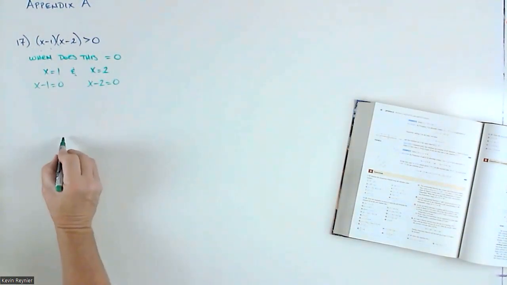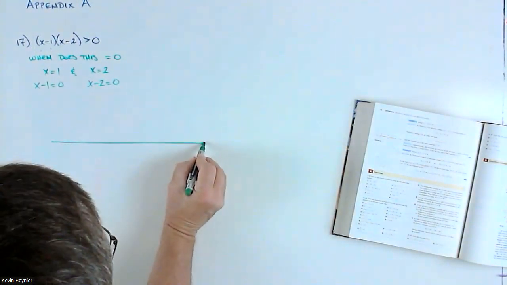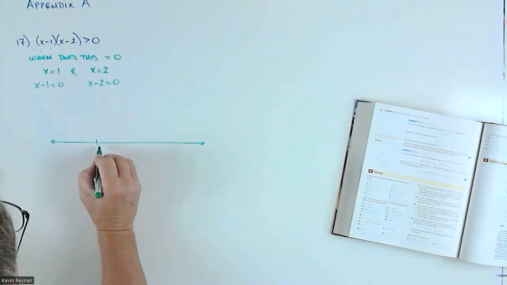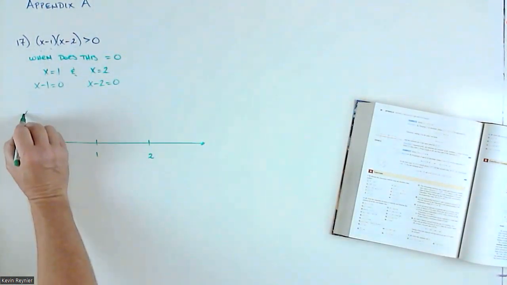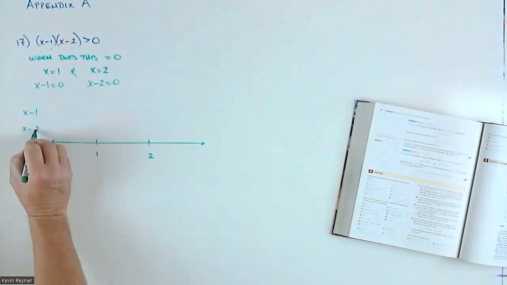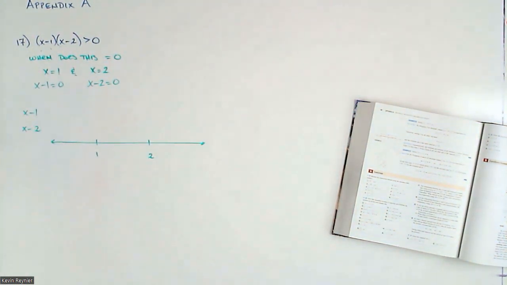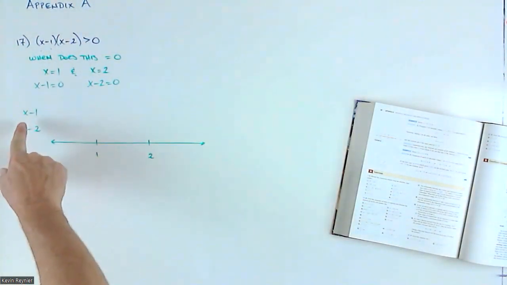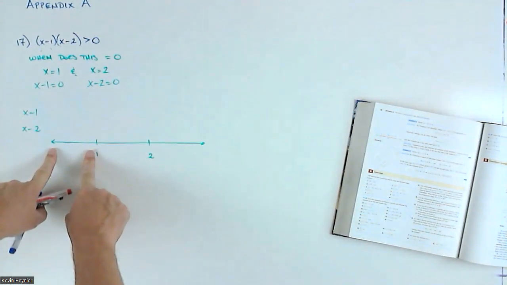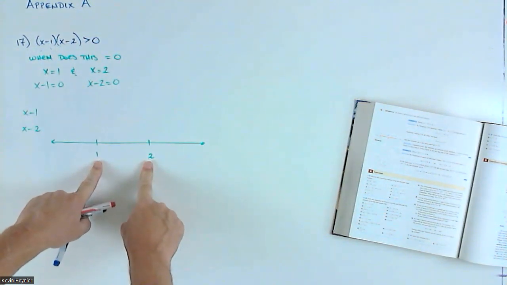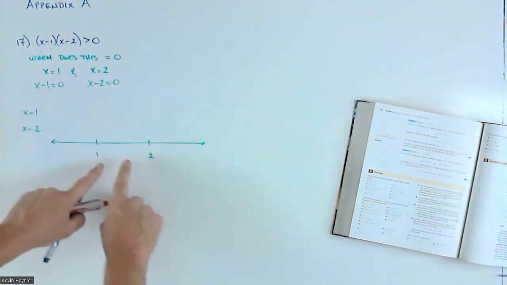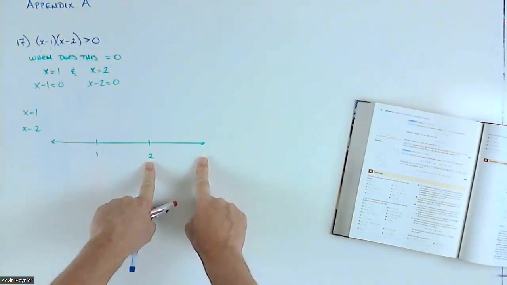So one way we can solve this then is we can make a number line. We can put our x-intercepts down here. Here's 1, here's 2. Those are our x-intercepts. We write each factor over here to the left, x minus 1, x minus 2. And now we ask ourselves, what is the value of x minus 1 in this area? What is the value of x minus 1 in this area? And what is the value of x minus 1 in this area?